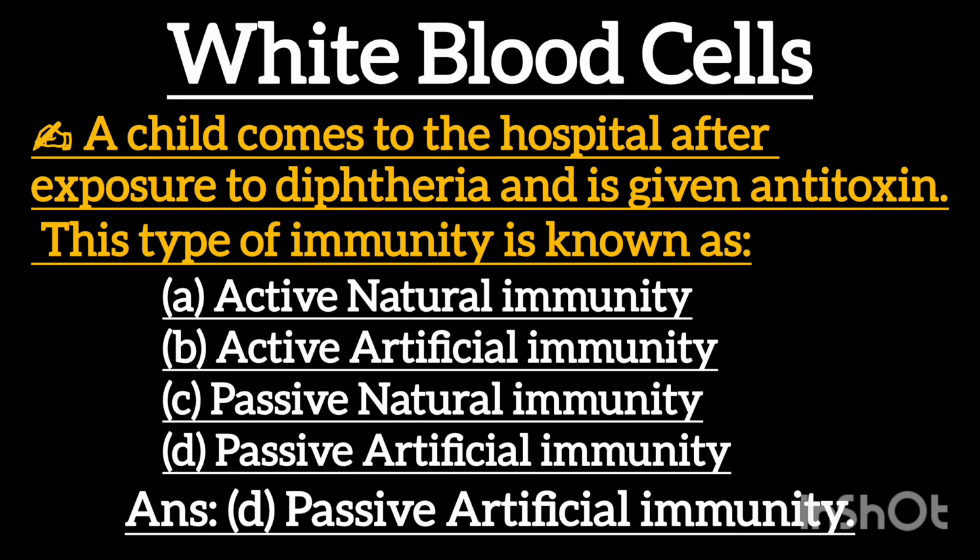Next one: a child comes to the hospital after exposure to diphtheria and is given antitoxin. This type of immunity is known as? Option A, active natural immunity. Option B, active artificial immunity. Option C, passive natural immunity. Option D, passive artificial immunity. Correct answer is option D, passive artificial immunity.